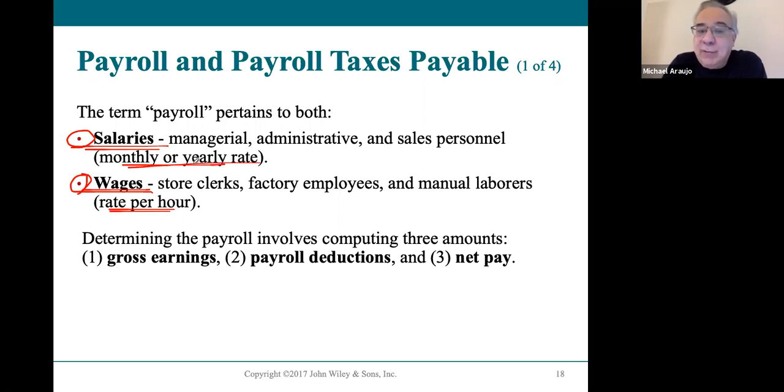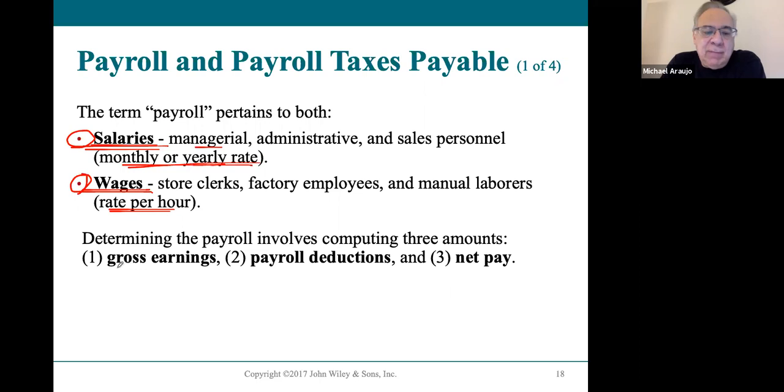It doesn't matter if you work 40 or 50 hours a week, because salaried workers are exempt from the law that Congress passed way back in the 30s. Okay, so that means managers, a lot of administrative and sales staff that are hired on a monthly or yearly basis in terms of their pay, they do not get overtime. There are a few exceptions to this, but this is generally the case.